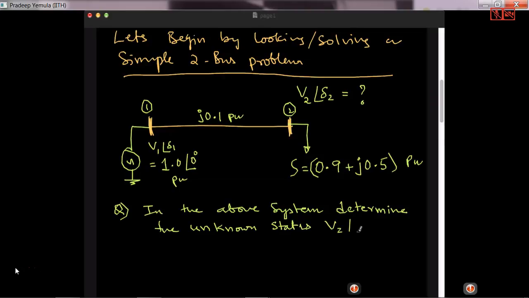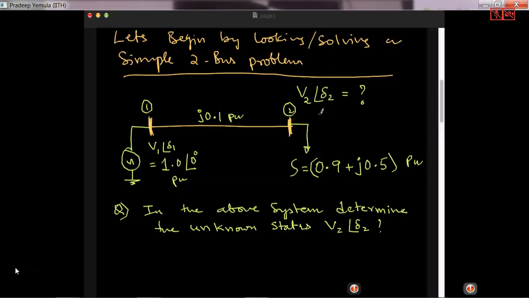That is V2 and delta 2. So this is our basic question. And by now you should be able to solve it, in two different methods. The first method that we studied was Gauss-Seidel load flow. You should be able to apply Gauss-Seidel load flow and solve this.